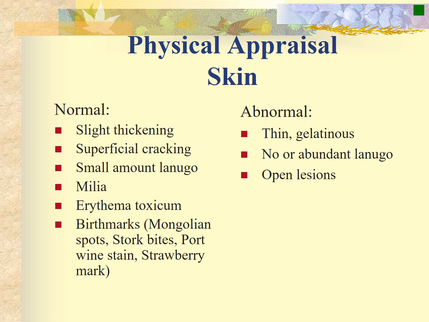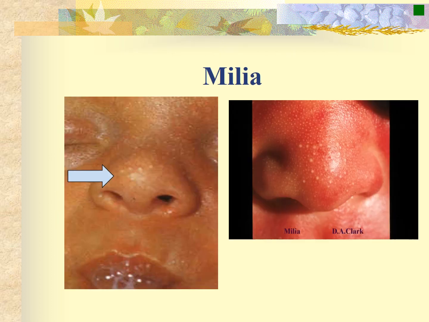Abnormal would be, of course, open lesions, and those can happen due to a herpes or accidental trauma at delivery, perhaps a scalpel if it was a C-section. So just evaluate the skin really well.